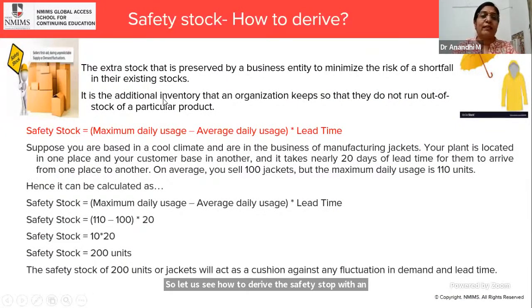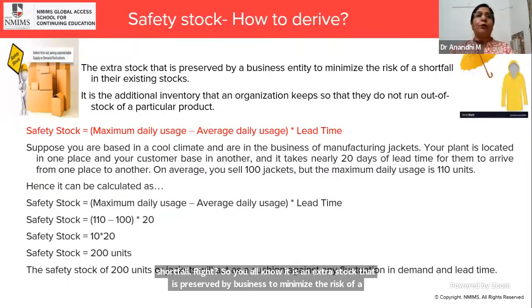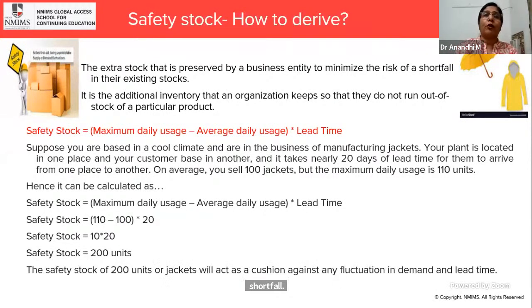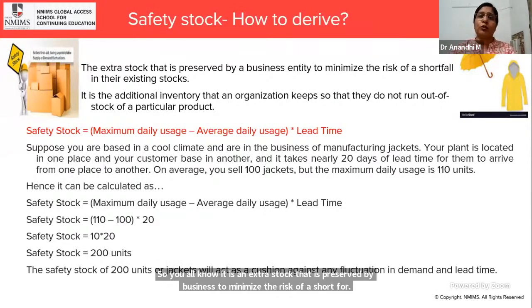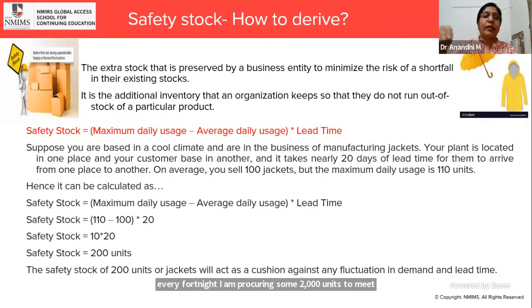So you all know it is an extra stock that is preserved by a business to minimize the risk of a shortfall. Suddenly there is more demand, and maybe every fortnight I am procuring some 2,000 units to meet 20 days of production. So every day 100 units. And suddenly, as I told you, there is a strike at the rubber factory, so my tire supply is being hindered.